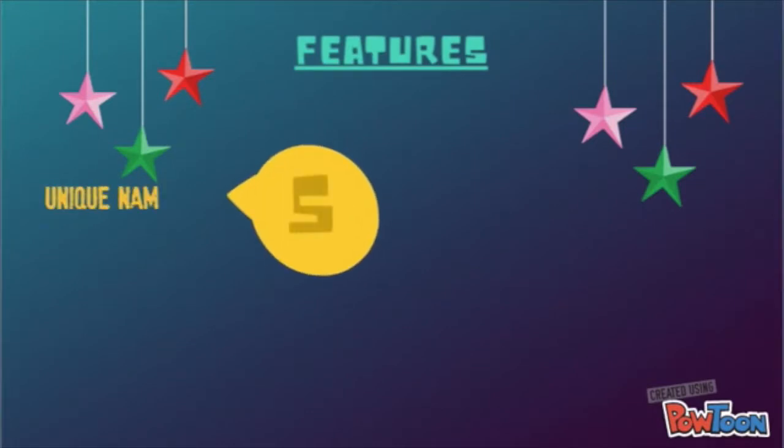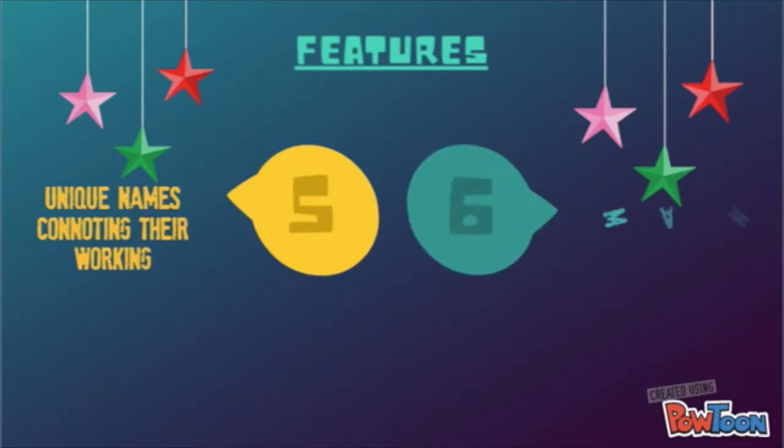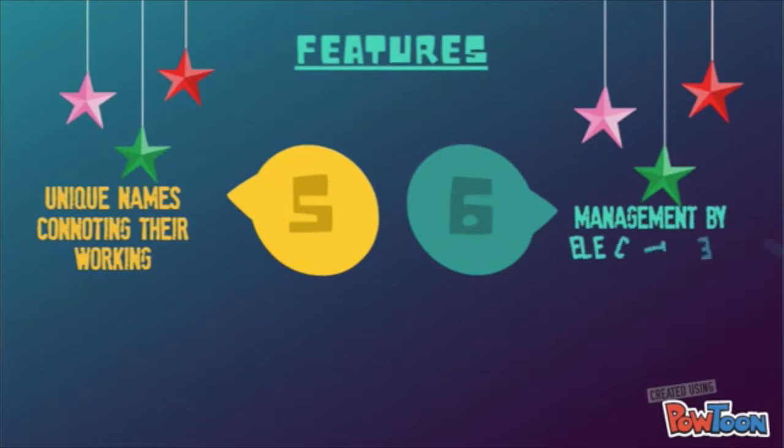5. Unique names connoting their working. The names of NPOs denote the nature and style of their functioning. 6. Management by elected persons. The organizations are run and managed by elected members.